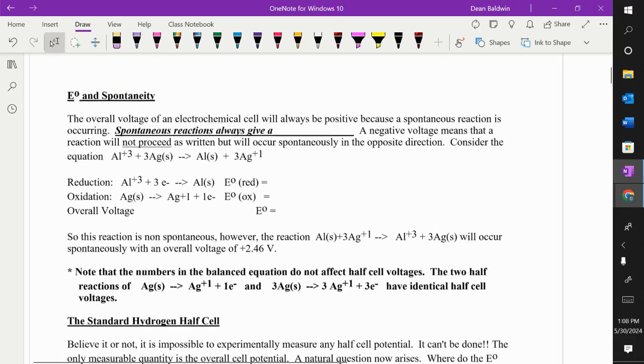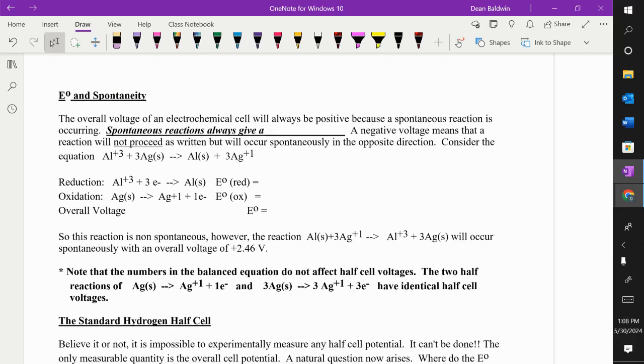All right, spontaneity. Okay, how do you know if a reaction is spontaneous? If it has a positive voltage. If the voltage is positive, it is a spontaneous reaction.